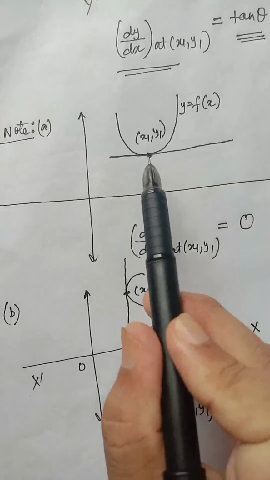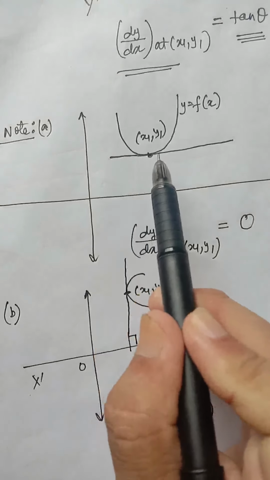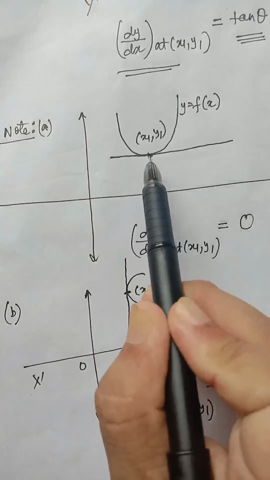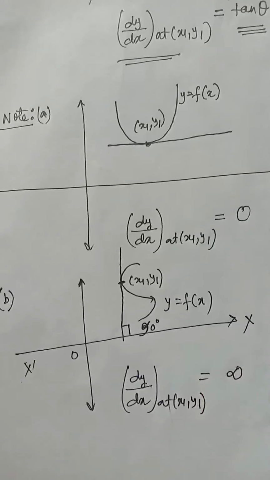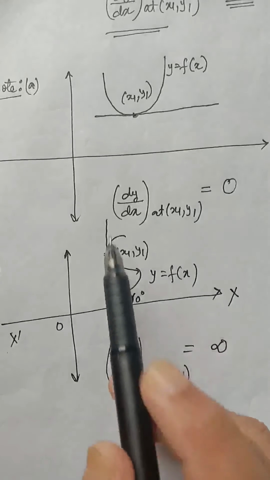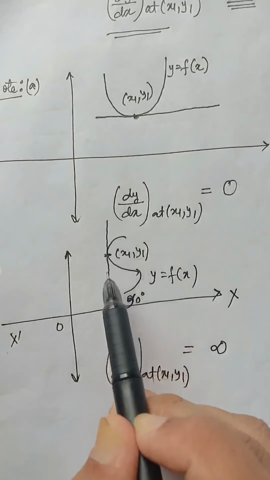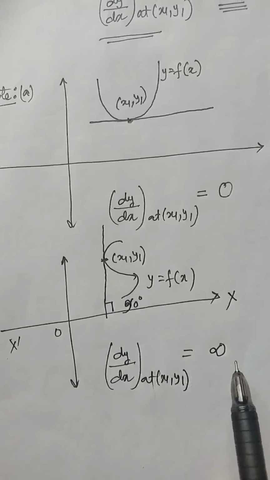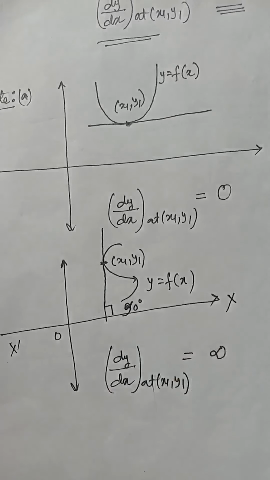So these two are very important notes. At a point on a curve where the tangent drawn to the curve is parallel to the x-axis, the value of dy/dx at that point will be 0. And at the point where the tangent drawn to the curve is parallel to the y-axis, the value of dy/dx will be infinity. These two are very, very important notes.